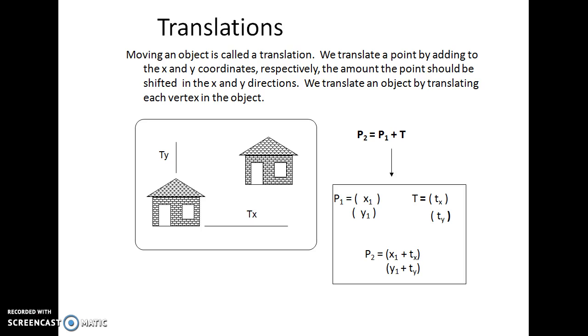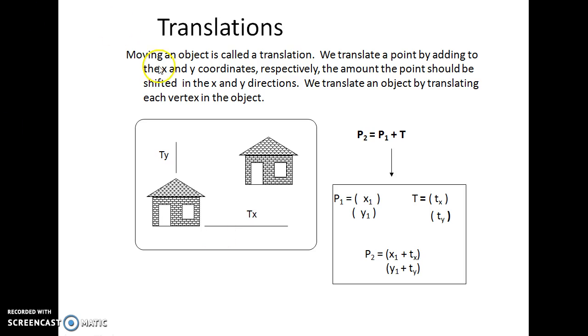Now suppose we are in the 2D environment. In that case we add the coordinates in the x and y direction. If we are in 3D space, then we can add in the x, y and z direction respectively. This is the amount the point should be shifted in the x and y direction. We translate an object by translating each vertex in the object.